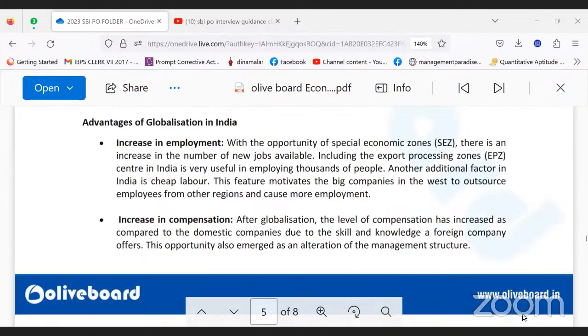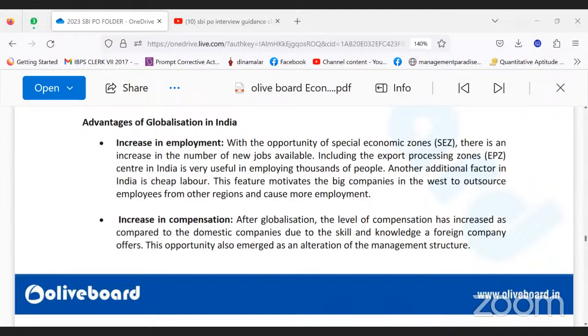Advantages of globalization in India. This perusal of these concepts will help you in your GD also. Whenever some such topic is given, you can participate effectively there. Tiasa, please read. Advantages of globalization in India. Increase in employment. With the opportunity of special economic zones, there is an increase in the number of new jobs available, including the export processing zones centers in India, which are very useful in employing thousands of people.